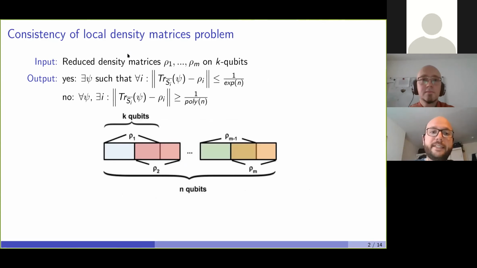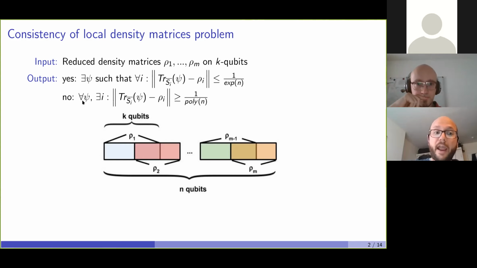The input to this problem is the description of M density matrices on k qubits. So, for instance, here is an example: we have rho 1 up to rho M, and they have a non-trivial intersection. Here I just depict it in 1D for simplicity, but these density matrices could sit on any subset of qubits of a bigger n-qubit state. Then we want to decide if there exists a global quantum state psi on n qubits, such that for every i, the reduced density matrix of psi on the qubits corresponding to rho i is close to this density matrix rho i.